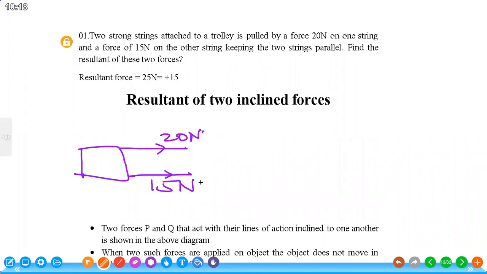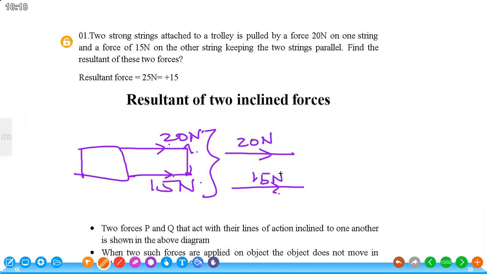Keeping the two strings parallel, you should know that parallel lines do not meet at any point. So the question is: find the resultant force. Both forces are applied in the same direction. So 20 Newton plus 15 Newton, applied in the same direction.